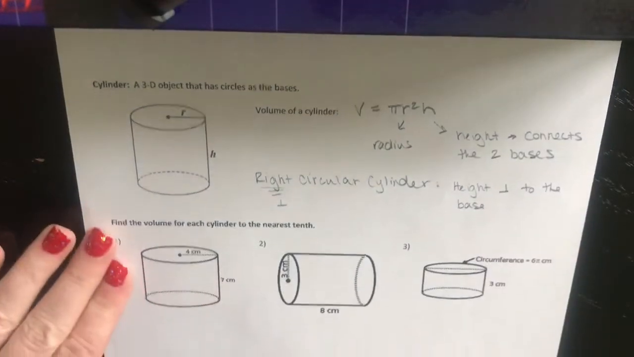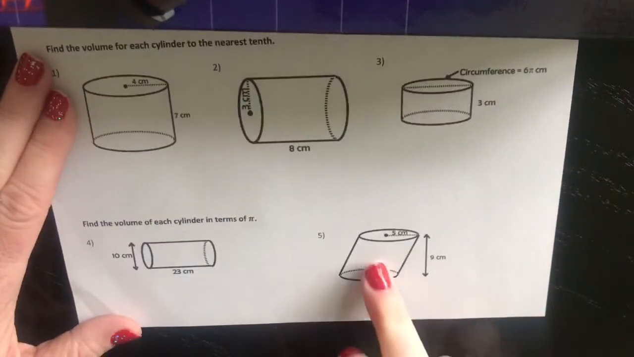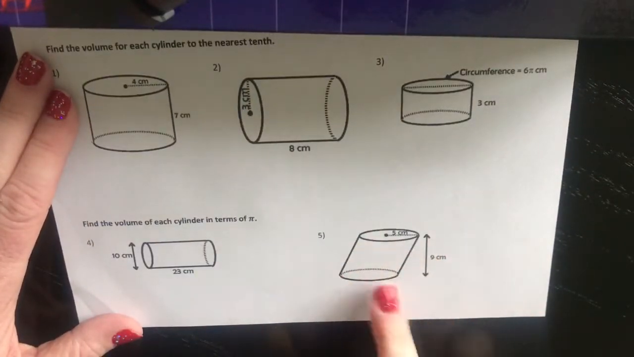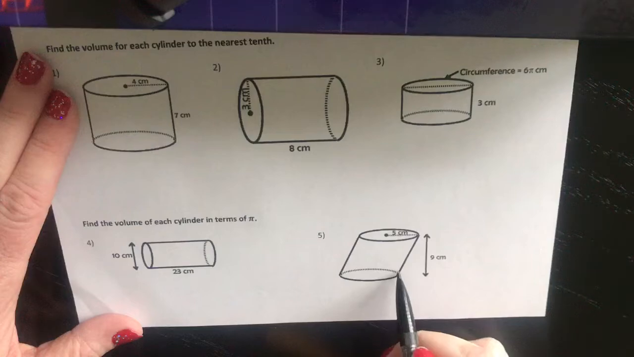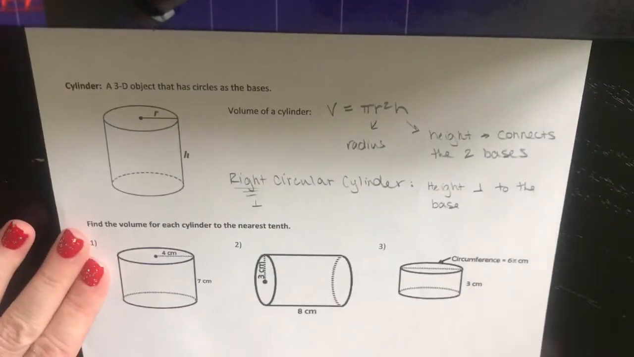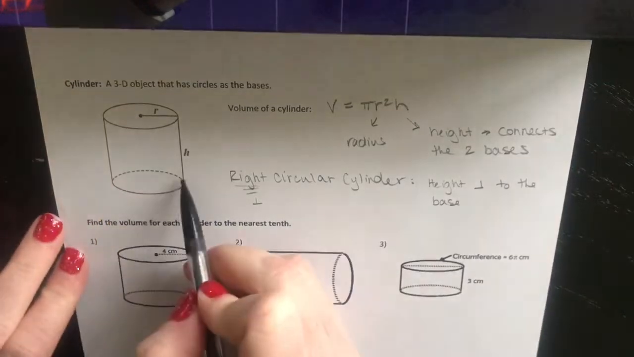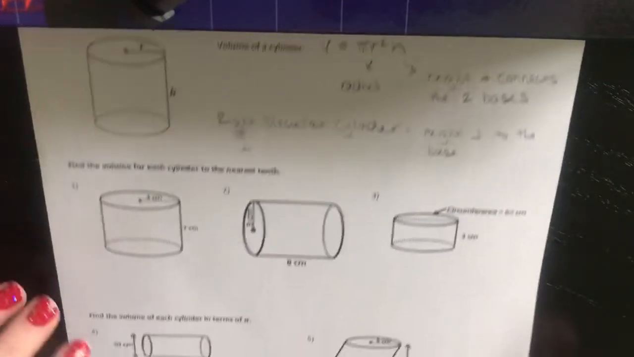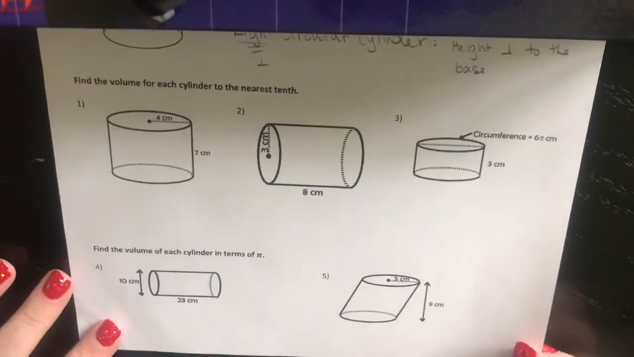So I'm going to slide up for a minute. When you look at this one down here, this is not a right circular cylinder because it's slanted. It doesn't have a right angle right here. So if you see that, that just means that it has a right angle on all of these corners here. Right angle, right angle, right angle.